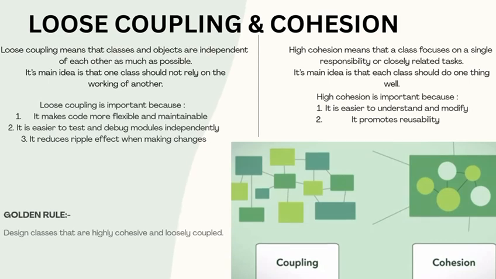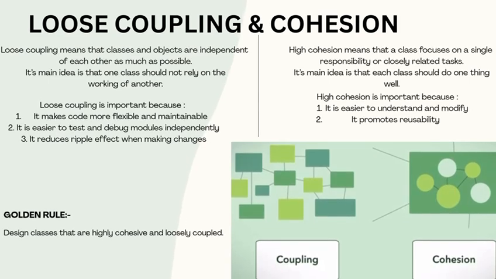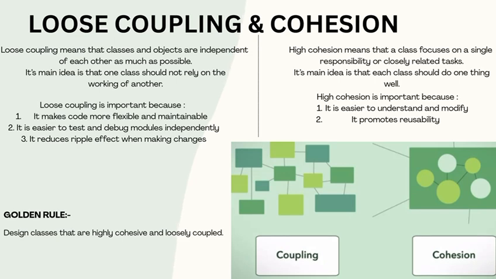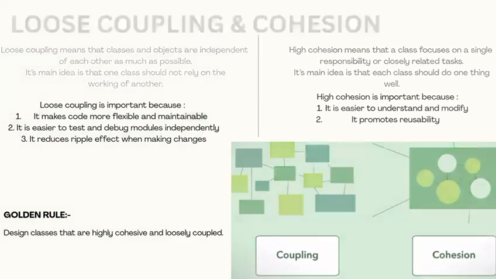Loose coupling means classes are independent and don't rely heavily on one another. High cohesion means each class is focused on a single responsibility. Together, they lead to better maintainability, flexibility, and reusable code. The golden rule is, design classes that are highly cohesive and loosely coupled.